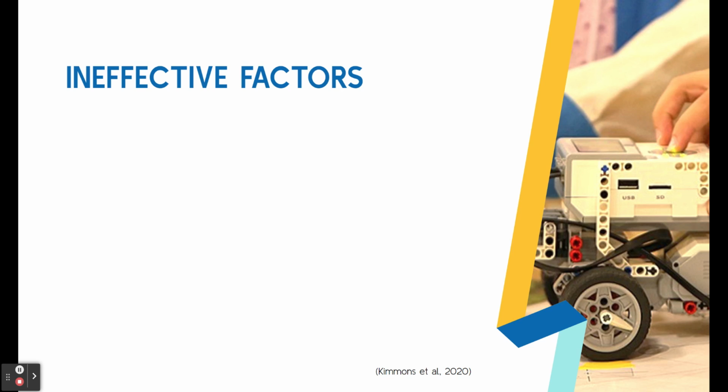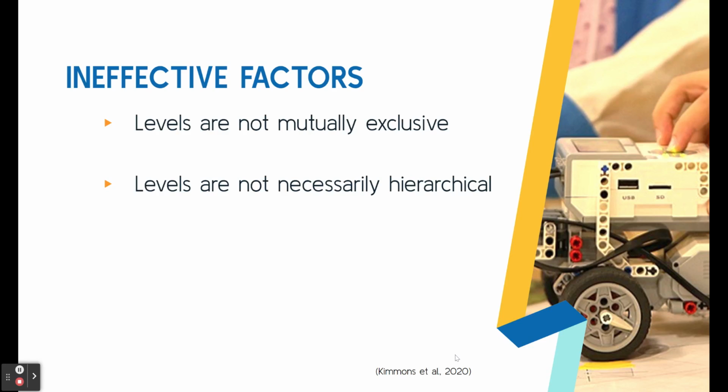Another ineffective factor in the matrix is that it makes it so that each level is exclusive and it doesn't take into account that some experiences may be collaborative, constructive, and authentic all at the same time. The matrix also makes it seem as though levels are hierarchical. Take, for example, adaptation and infusion. A teacher may not need to first incorporate technology tools as an integral part of the lesson, which is at the adaptation level, before a range of different technology tools are integrated flexibly into a lesson, which is at the infusion level.